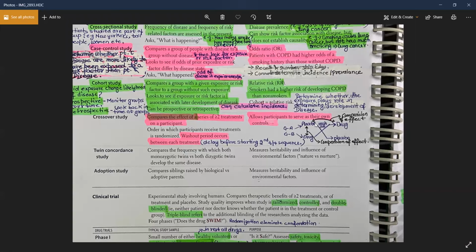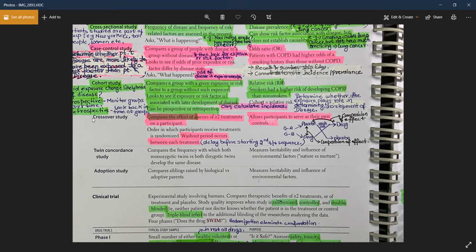Why is this washout period required? Can anyone tell me? So it won't affect the result. Okay, to eliminate the confounding, you can say, right? To eliminate every effect of the drug or the placebo, so that you can easily eliminate the confounding. And that's why this washout period is required.